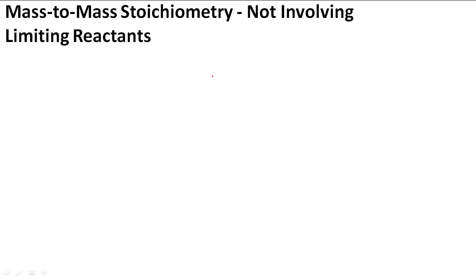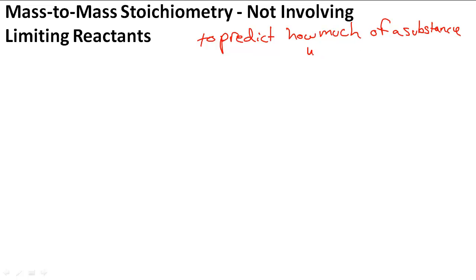Mass-to-mass stoichiometry, not involving limiting reactants. So, mass-to-mass stoichiometry allows us to predict how much of a substance we will produce.